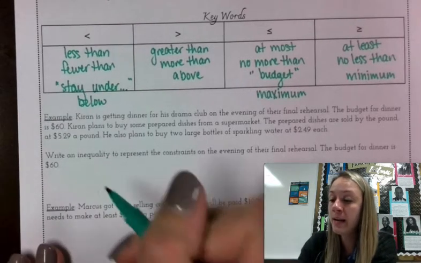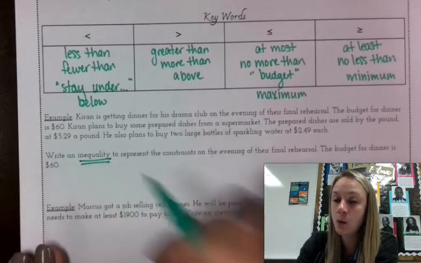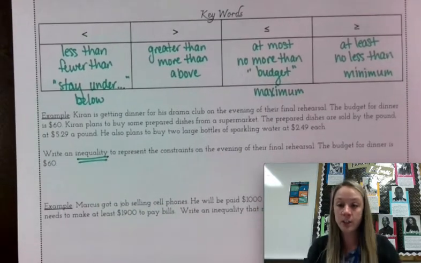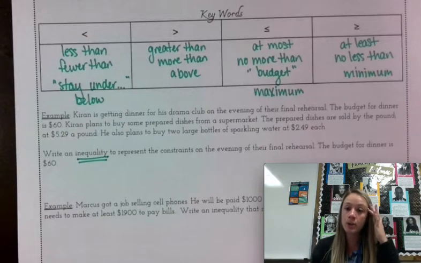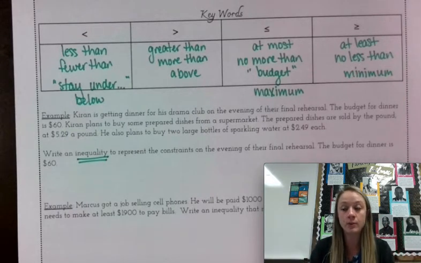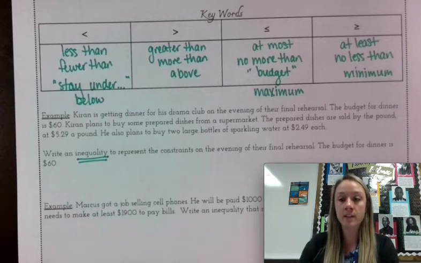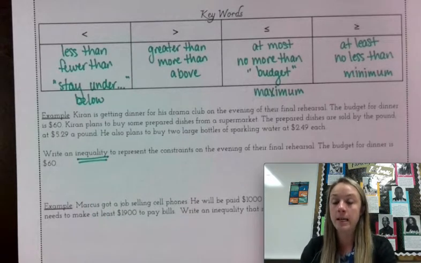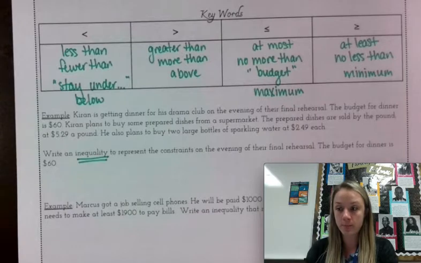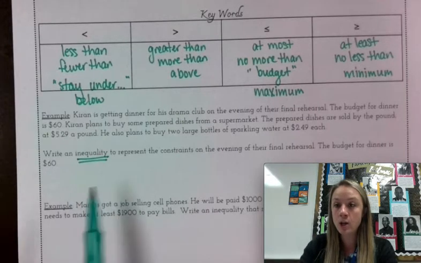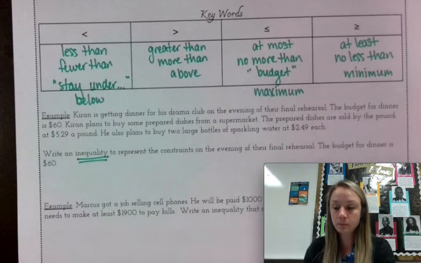So I want to point out it does say write an inequality. On your test, the questions might be jumbled. You're going to get different scenarios. You have to pay attention if it says write an inequality or if it says to write an equation. An equation, you use an equal sign. An inequality, you use one of these 4.